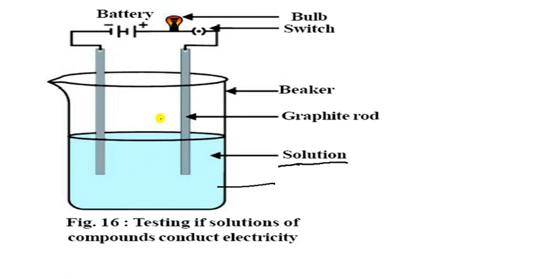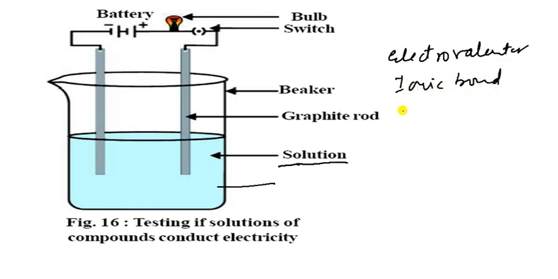So this beaker and the rod is the graphite. ये आपको सूखे हुए सेल में मिल जाएगी, ड्राई सेल्स होते हैं उनको तोड़ेंगे तो ग्रेफाइट की रॉड मिल जाती है उसके अंदर. तो you can do it at home also. And this is the solution, and that solution is the covalent compound solution or electrovalent compound solution. So this is the testing if solution of compounds conduct electricity.